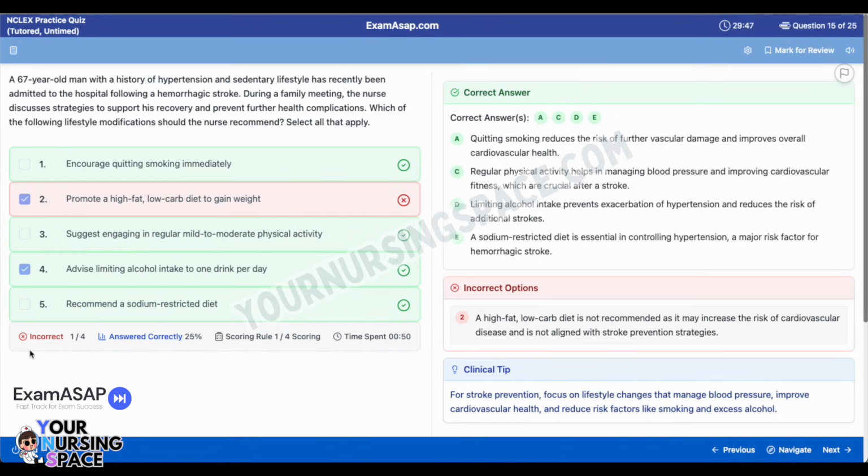Distractor rationales. B. A high-fat, low-carb diet is not recommended as it may increase the risk of cardiovascular disease and is not aligned with stroke prevention strategies. Clinical tip. For stroke prevention, focus on lifestyle changes that manage blood pressure, improve cardiovascular health, and reduce risk factors like smoking and excess alcohol.